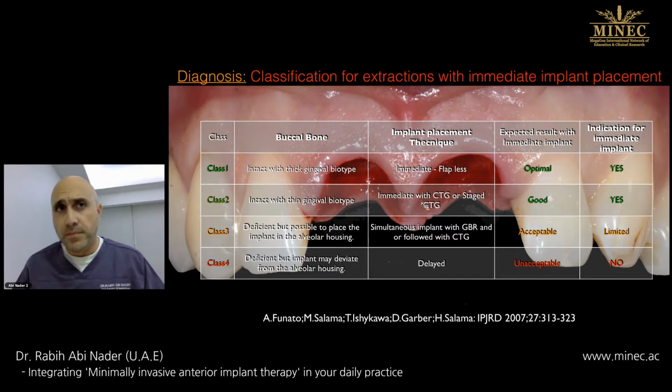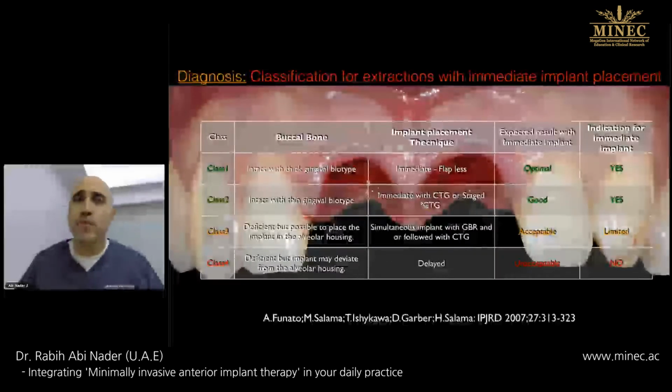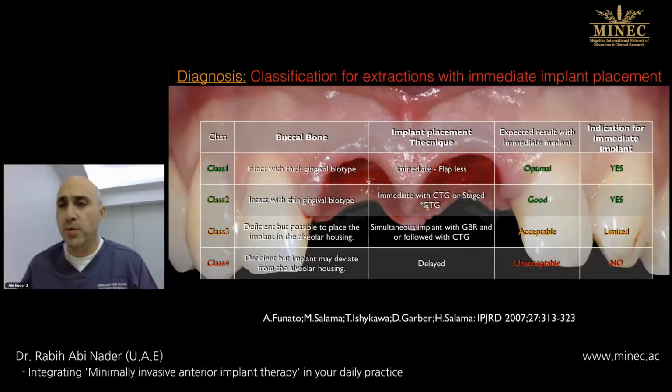So class 1 and class 2 are the ideal, and normally you can predict this on the 3D scan. You can see your palatal bone, you can see the walls, and the only thing that can happen is that sometimes you can have a surprise when you do your extraction. So always you have to have a plan B.